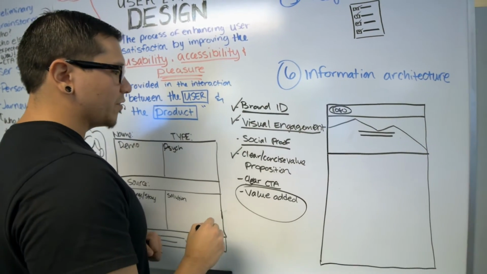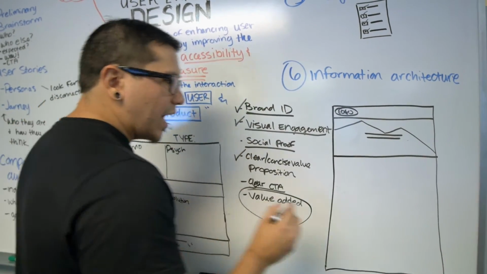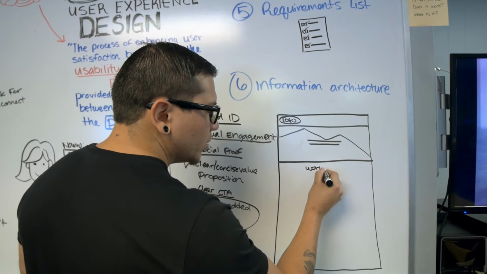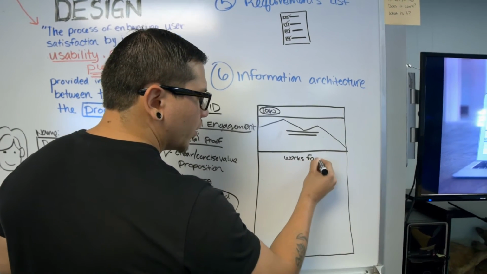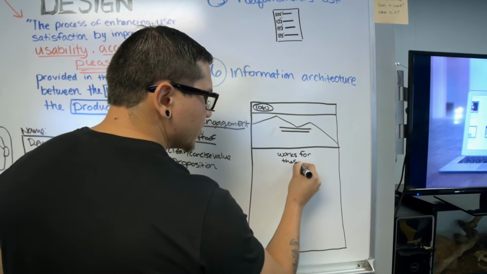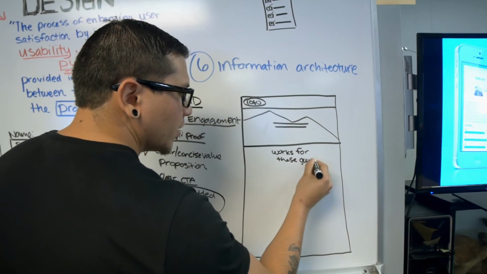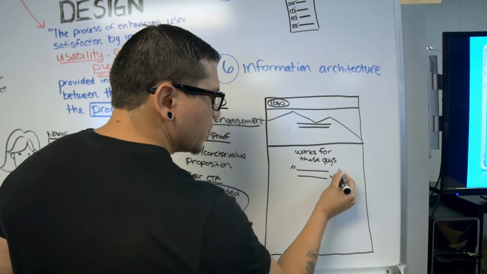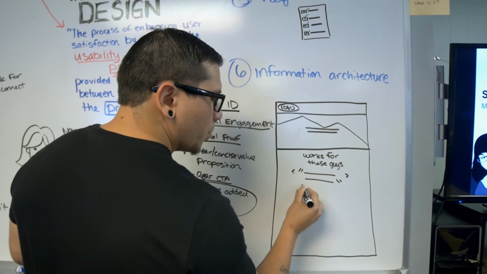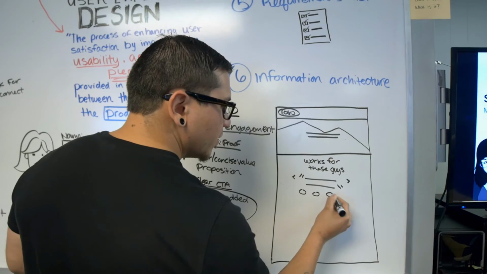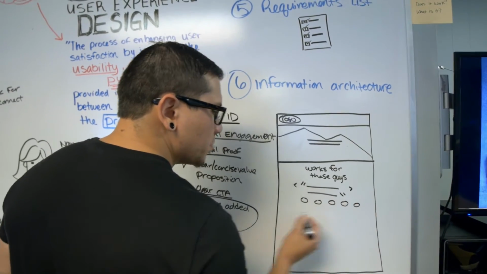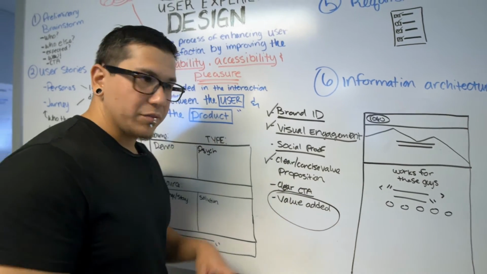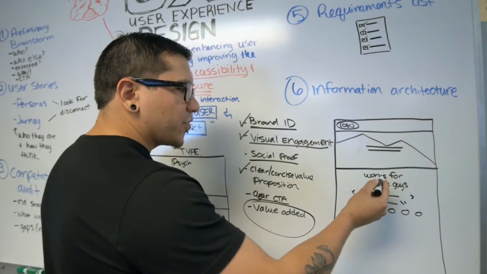We're just checking things off the list. We got our brand identification, social proof. We might have a line about who this works for, and then maybe a couple testimonials, maybe as a scroller, or maybe we'll have some logos of people who have tried it, and they might be recognizable household names that have tried our service or whatever. And so this is social proof.